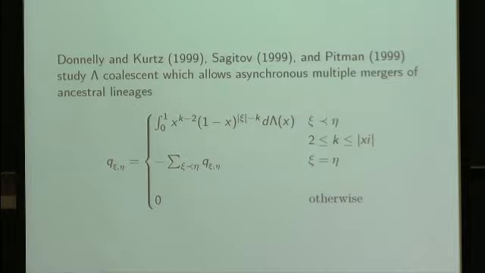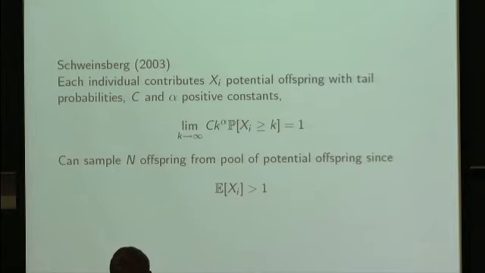A big open question is, for any natural population, what would the measure lambda be? Here it's just represented in the general form. There are 2 population models. I'm going to talk about these processes in terms of the lambda coalescents that have been derived from 2 population models. One is a heavy-tailed population model due to Schweinsberg.